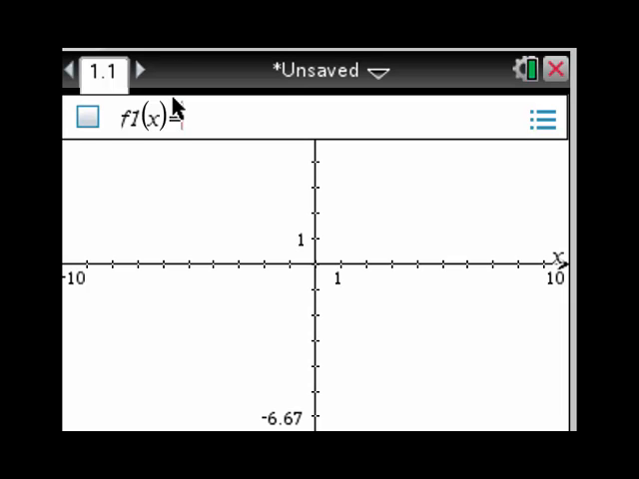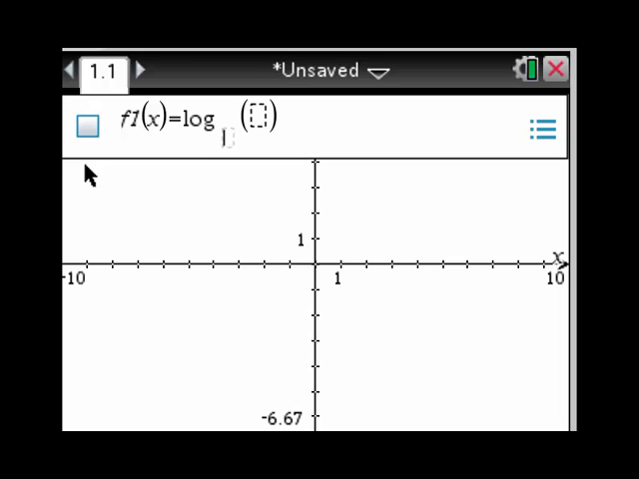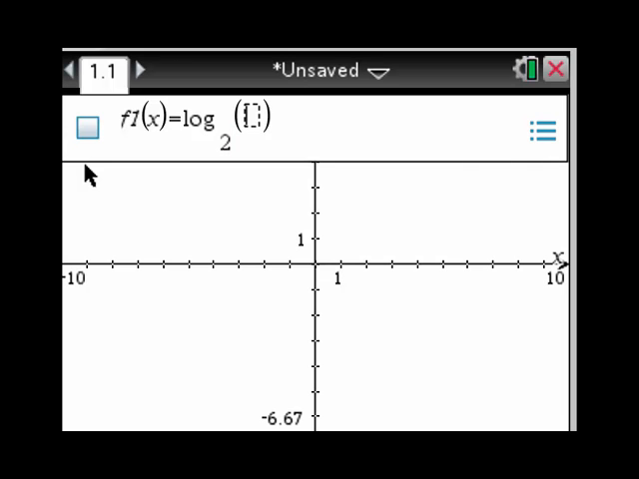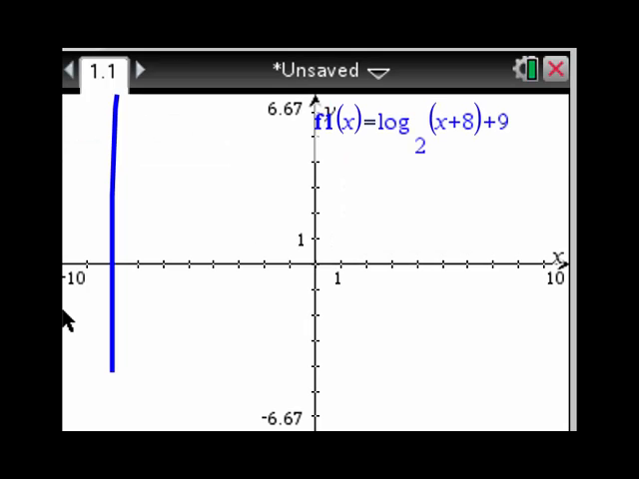Now your log button, you should see it above the 10 to the x button. So you have to hit Control 10 to the x. Notice there's a subscript for the base, and in our case it's 2, and we have x plus 8 in parentheses, and outside we have plus 9. Remember from earlier in this unit, the plus 9 means up 9. So hit enter. Interesting. So we need to know our y-intercept.